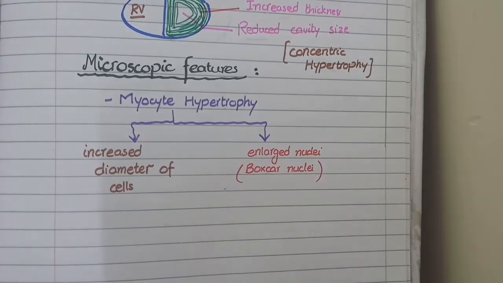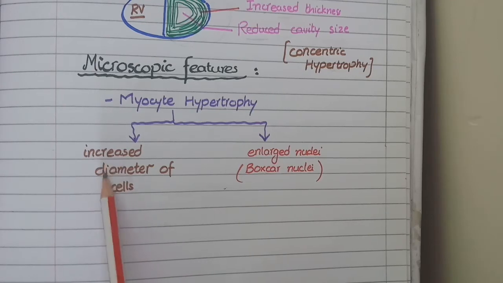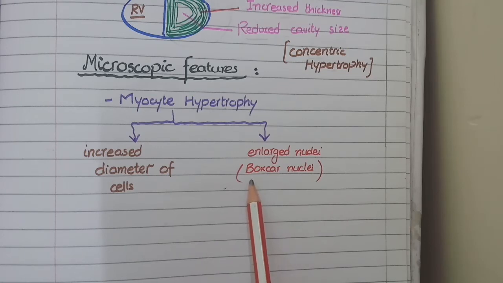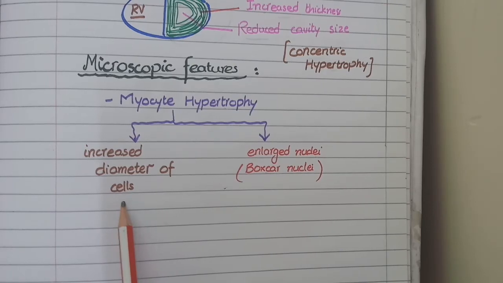Now on microscopic view of hypertensive heart disease affected by systemic hypertension, you will see myocyte hypertrophy characterized by an increase in size of cardiac myocytes and enlarged hyperchromatic nuclei. Such enlarged hyperchromatic nuclei are known as boxcar nuclei. So you see an increase in the size of cardiac myocytes with enlarged nuclei.